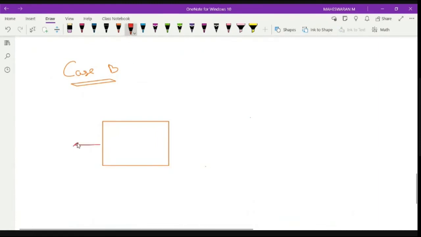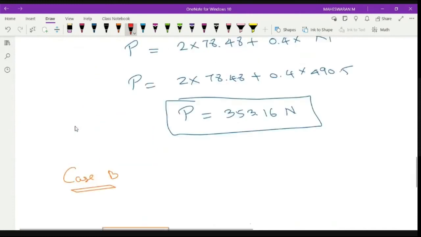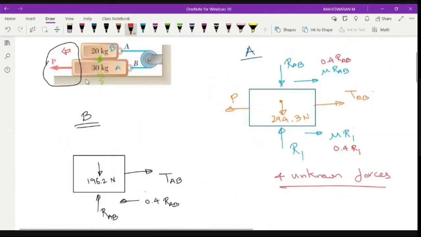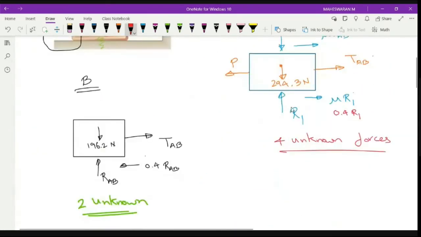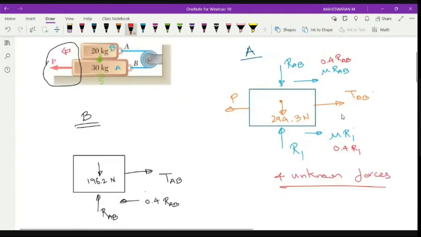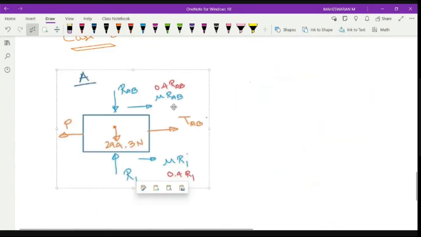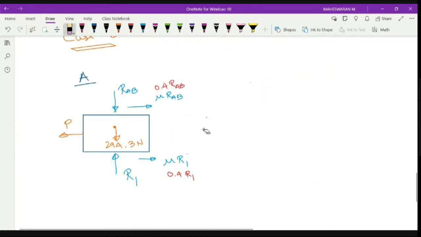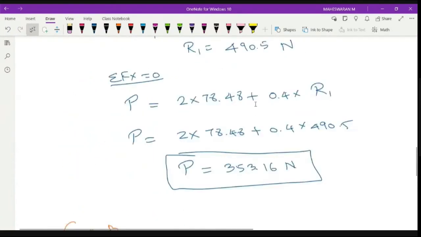You don't have that force. You have force P that is required, that is available, right? And all these things are available except this TAB, right? So I think I can copy this entire thing. There's no difference, right? Except this TAB. So you don't have TAB, so this is not there, because there is no cable which is attached to it. So this will be the free body diagram for A.